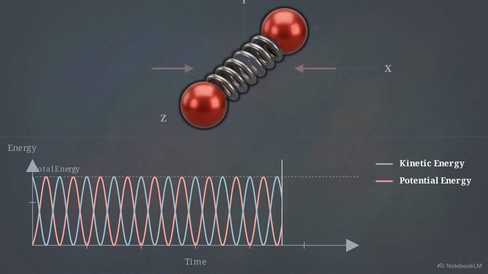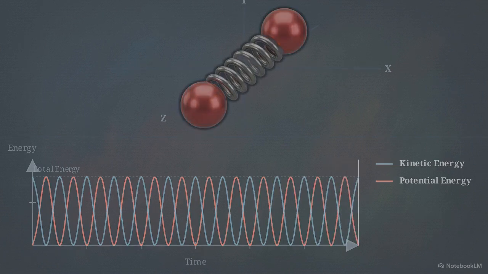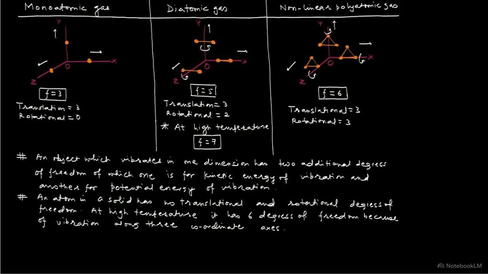The molecule holds kinetic energy while in active motion, and it stores potential energy at the momentary peak of the structural compression or extension. The rule verifies this. An object vibrating in one dimension possesses two additional degrees of freedom, kinetic and potential. Adding this vibration to the diatomic baseline of 5 brings the total to 7.